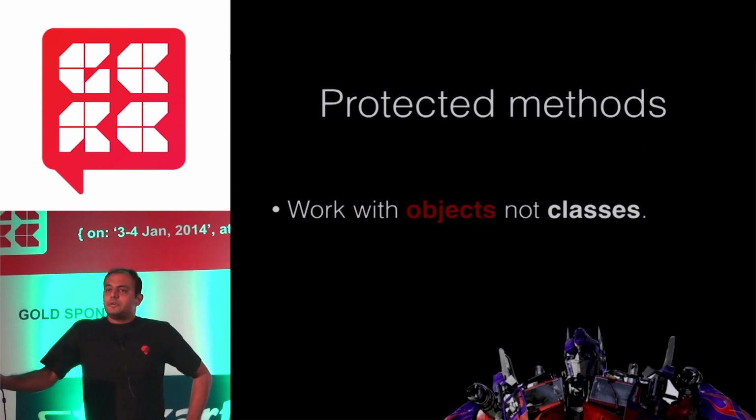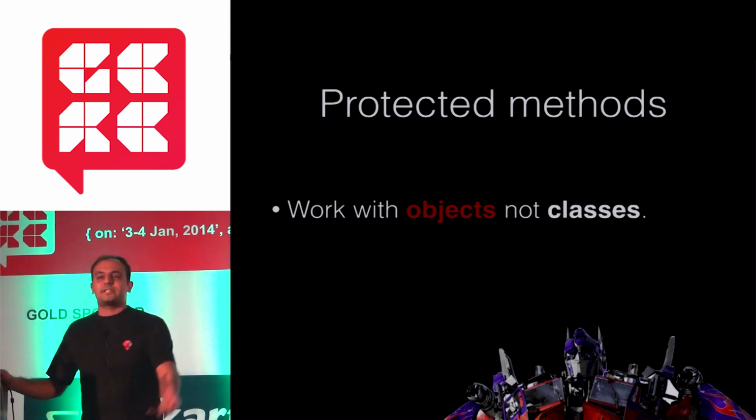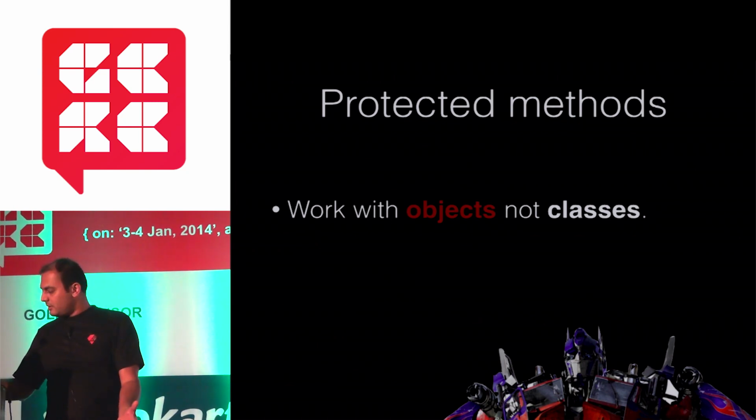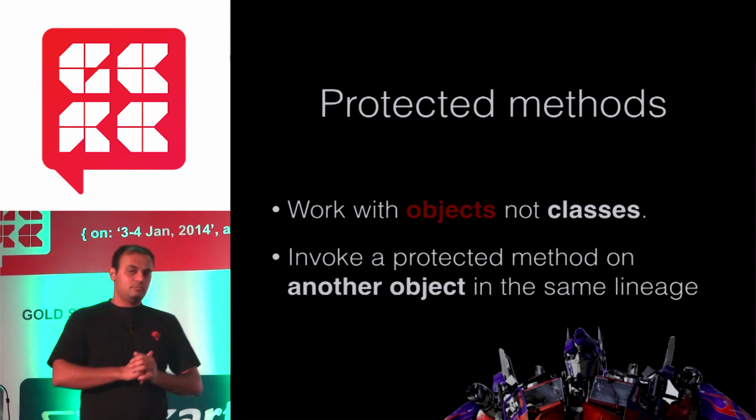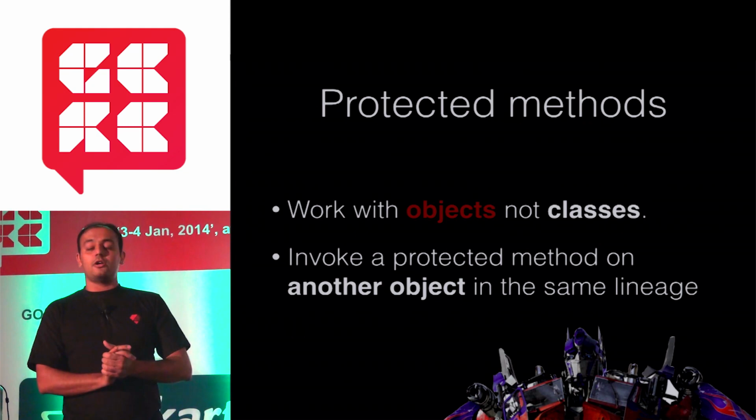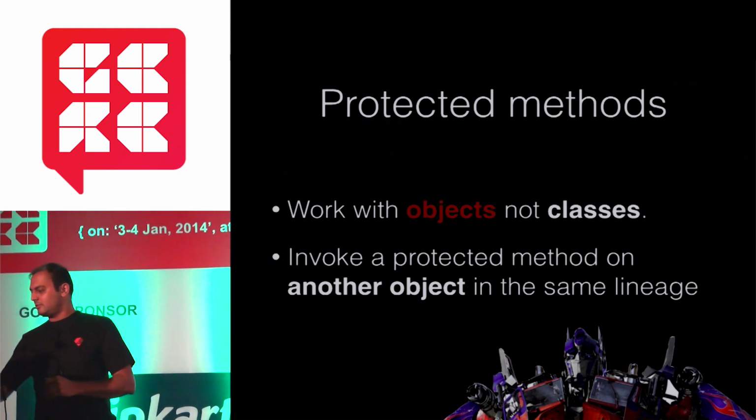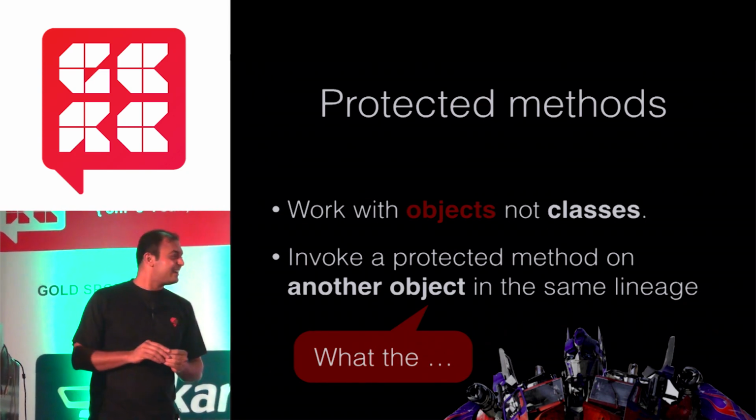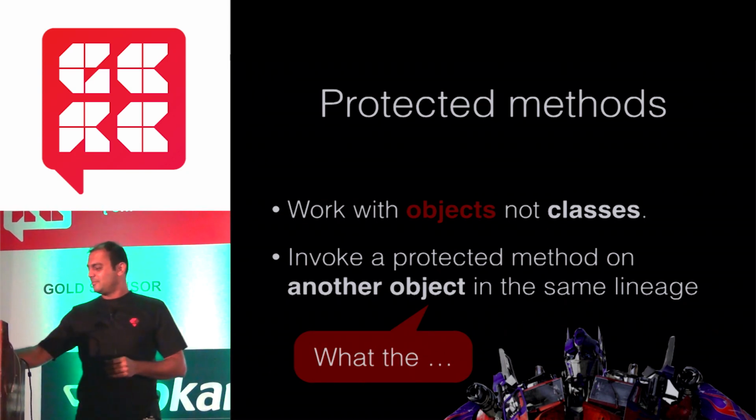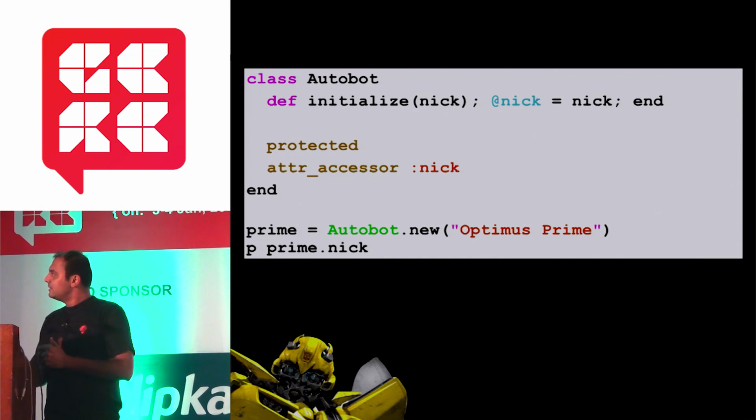Contrary to popular belief, in Ruby, protected methods actually work with objects and not classes. And you can invoke a protected method on another object within the same lineage. And I say, what? That's weird. Better explained with an example.